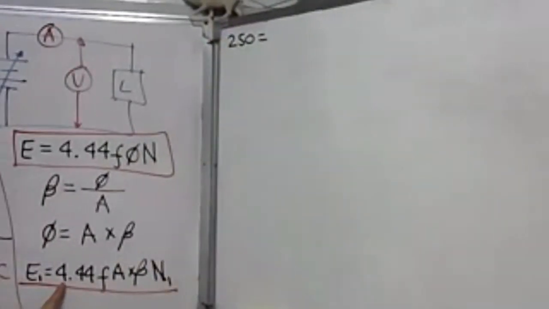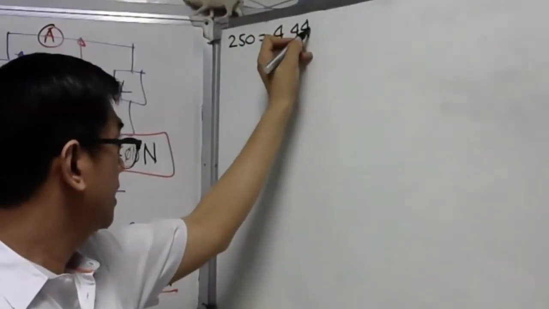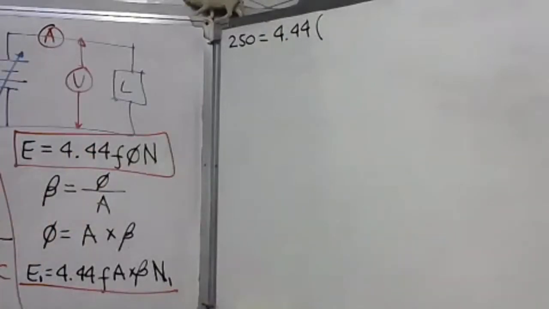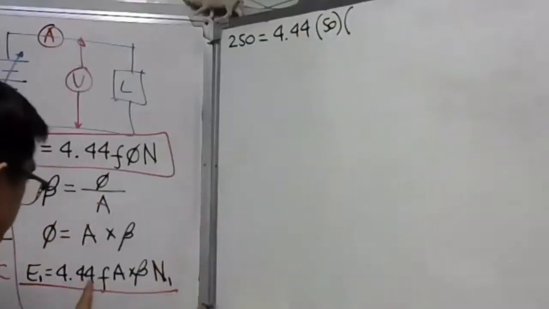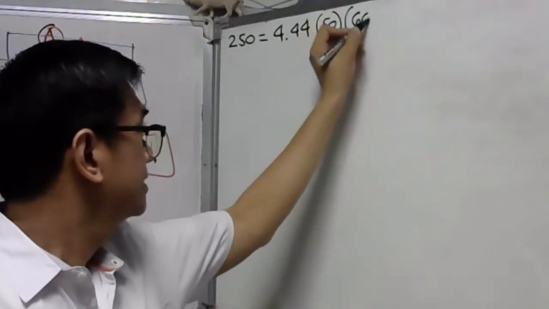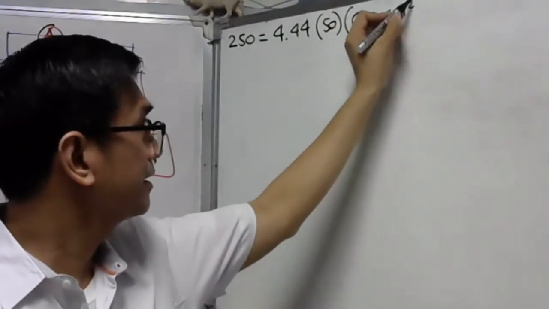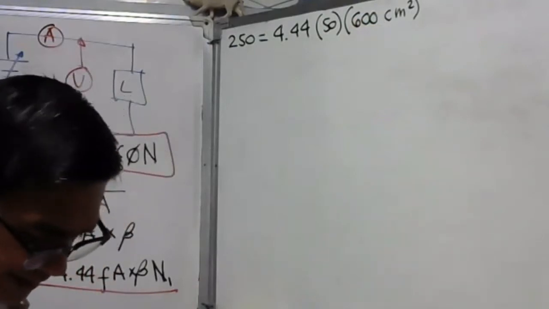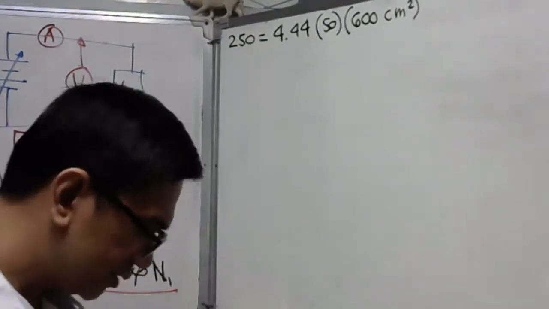So we have here a constant of 4.44. Then the frequency. How much is the frequency given? 50 hertz. That is the frequency. Then what about the area? The area we have is 600. Remember, the 600 is in square centimeter. We are speaking of the metric system here. In the metric system, the area to be considered must be in square meter.